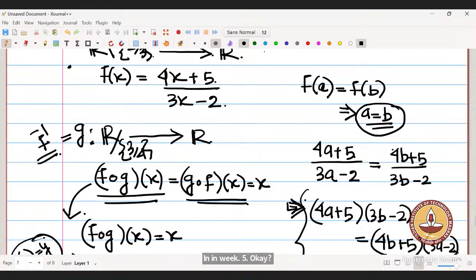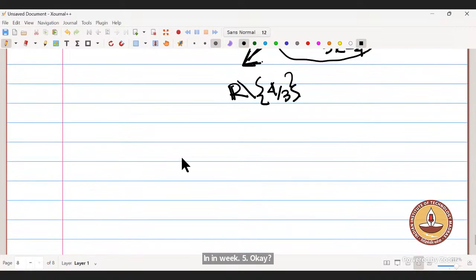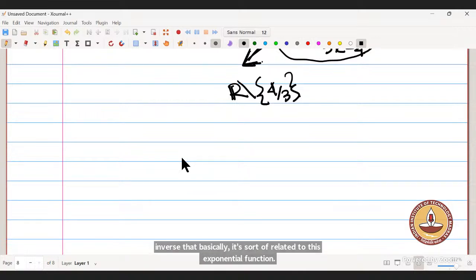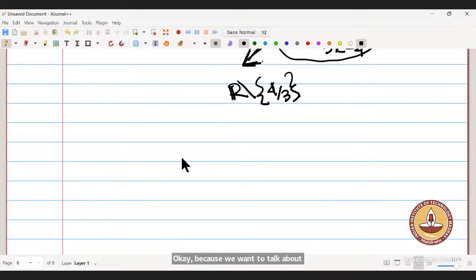So why are we interested in finding the inverse? Basically, it's related to the exponential function, because we want to talk about logarithm. And what is logarithm? Logarithm is nothing but the inverse of an exponential function. So that's why we are interested in finding the inverse of a function.